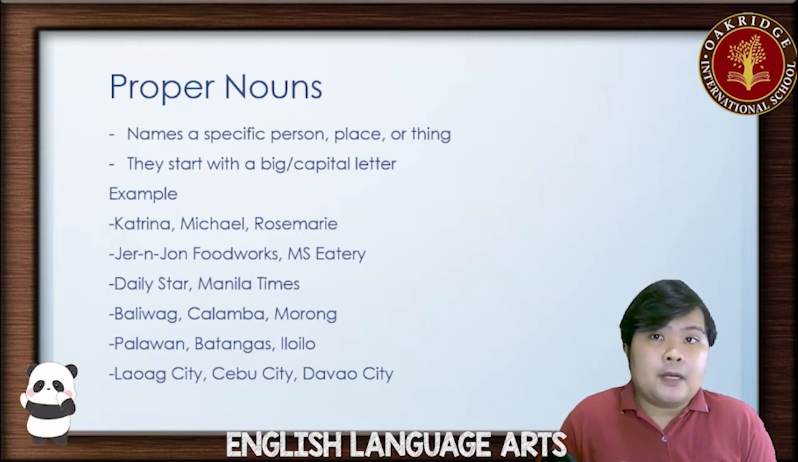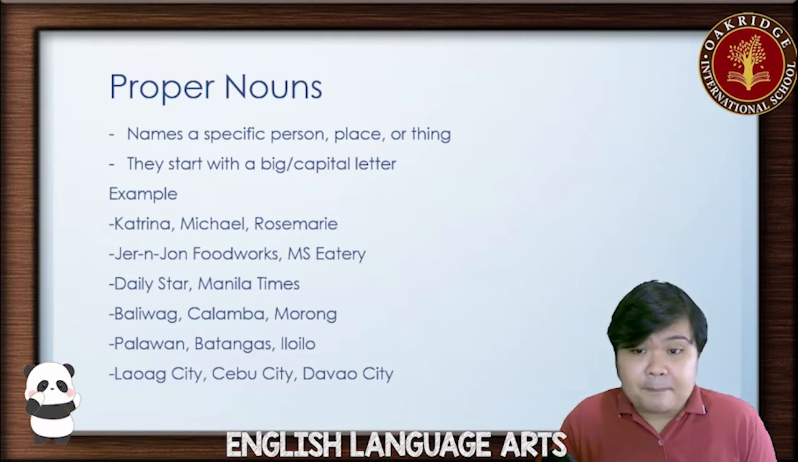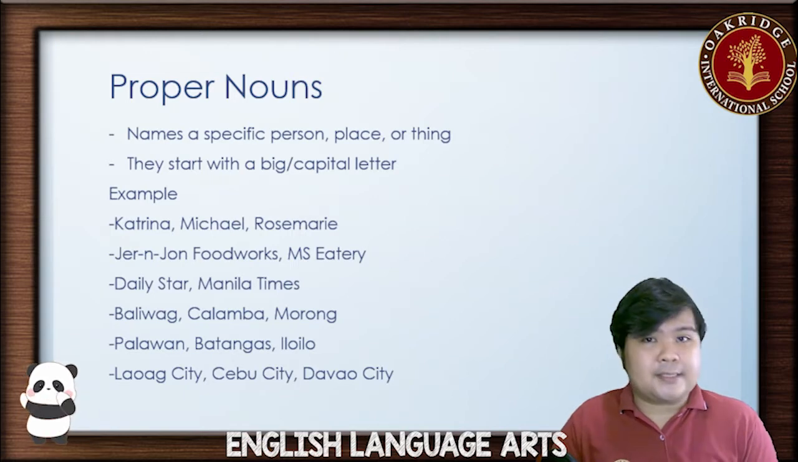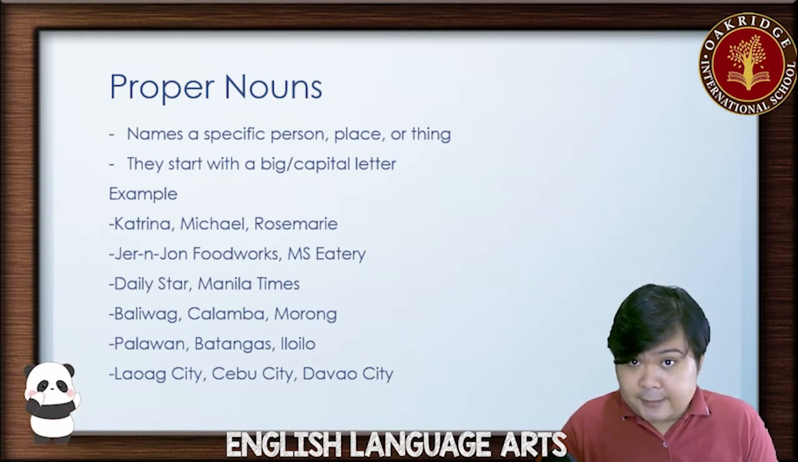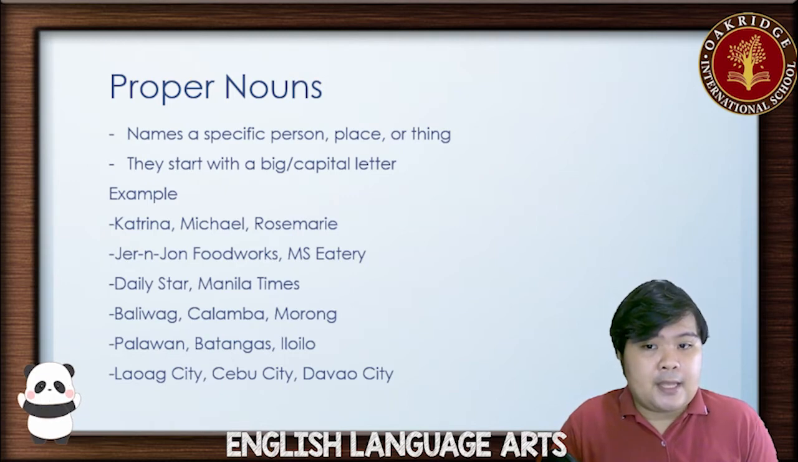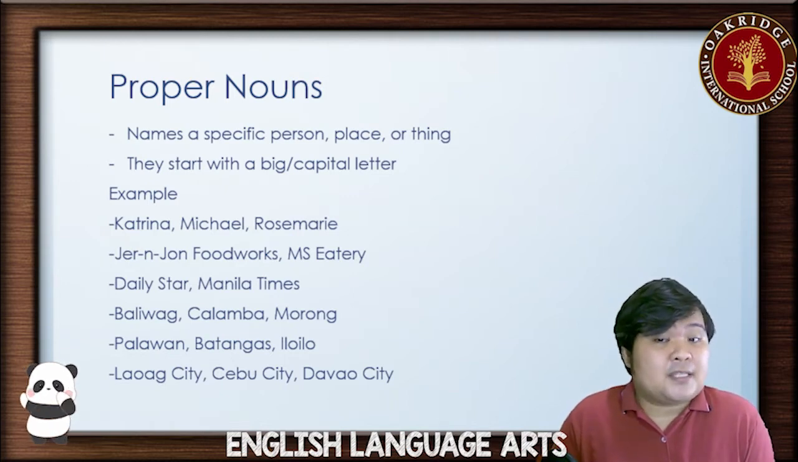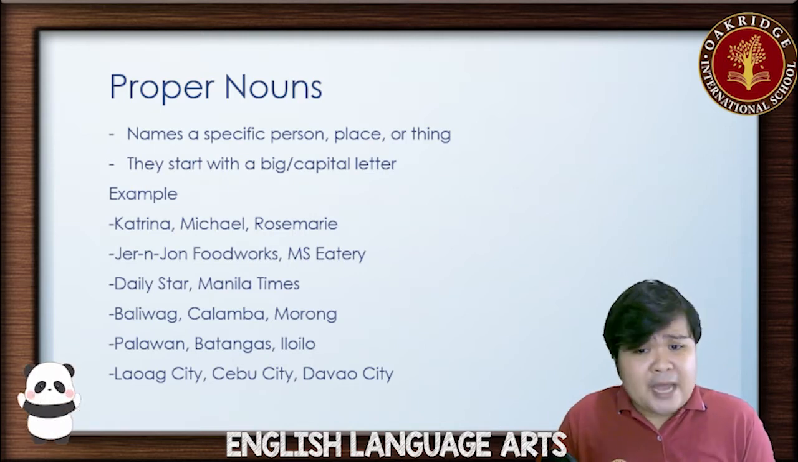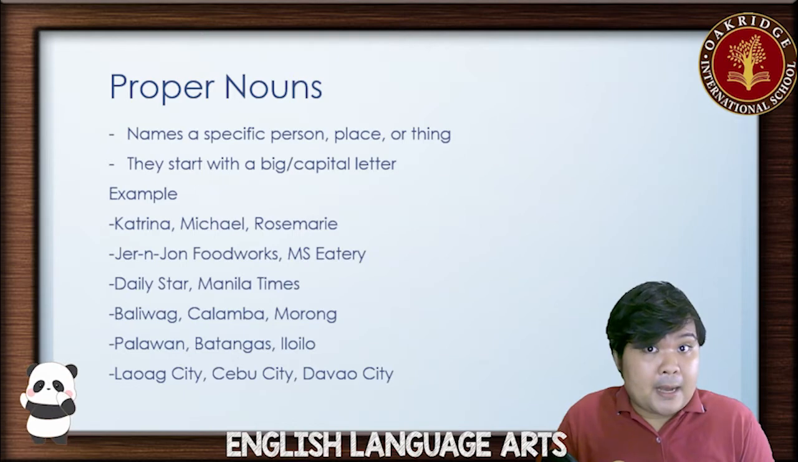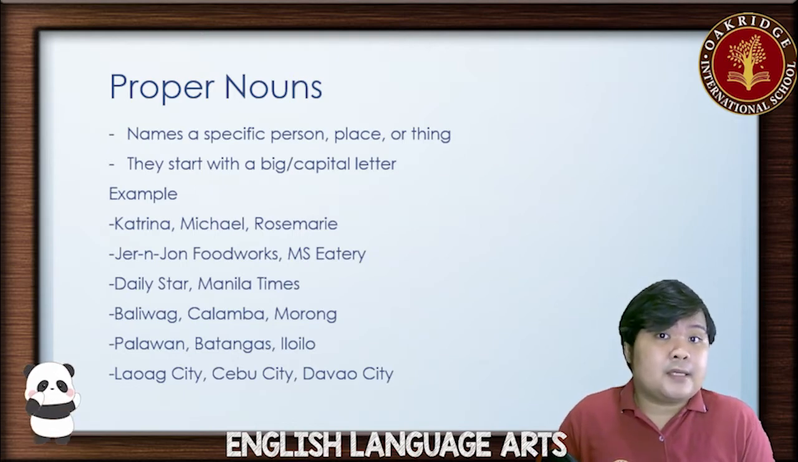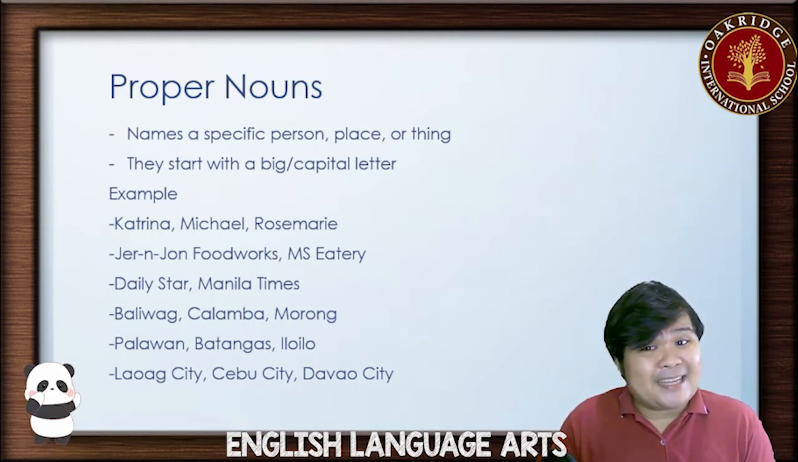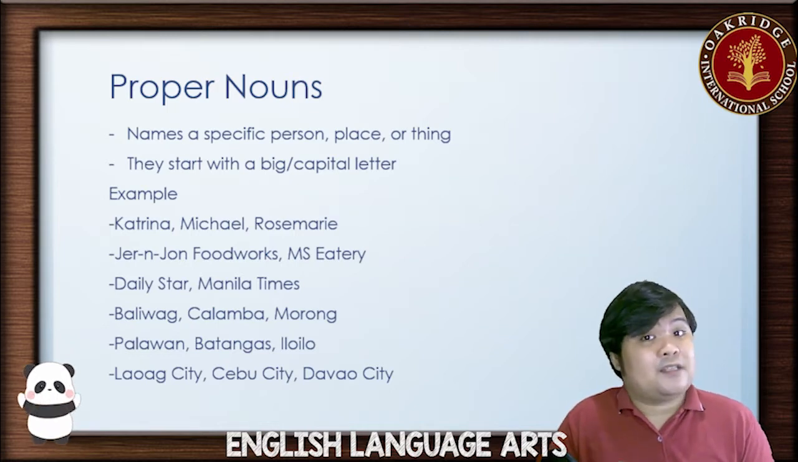How about restaurant, a while ago? We have examples here: John Foodworks, MS Eatery, Jollibee, McDonald's. You notice they start with a capital letter. These are proper nouns. With the newspaper, we have Daily Star, Manila Times for proper nouns. How about town? We have Baliwa, Calamba, Morong, towns in the NCR, somewhere in the south. How about the province? We have Palawan, Batangas, Iloilo. These are all different kinds of proper nouns.